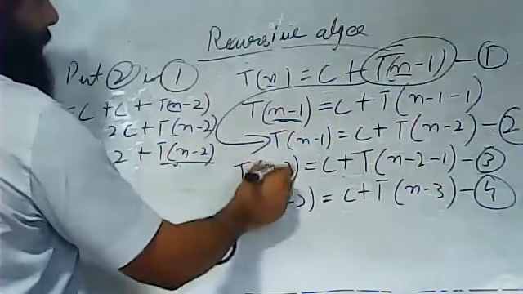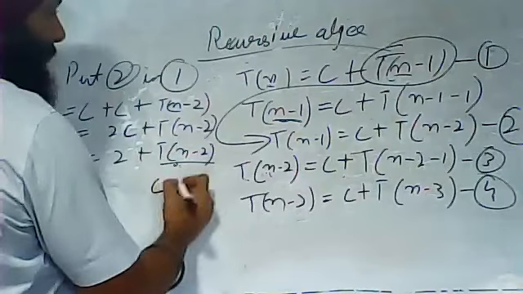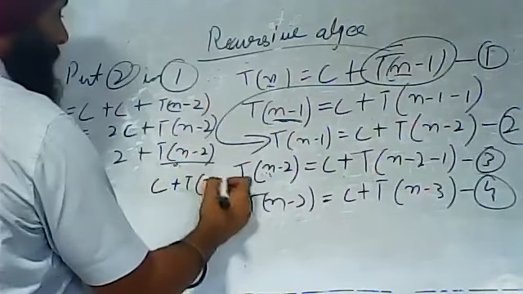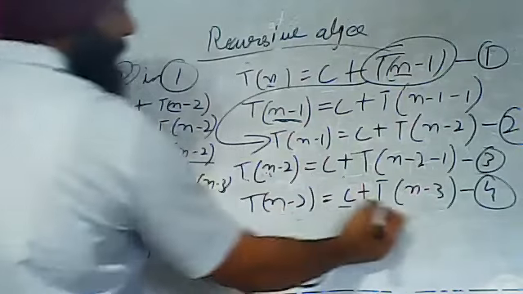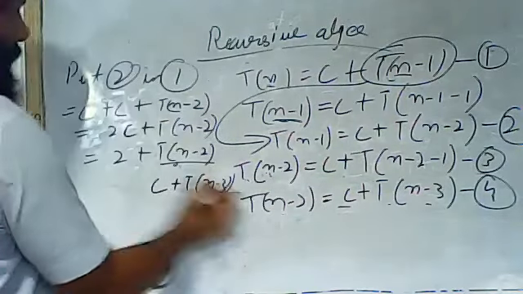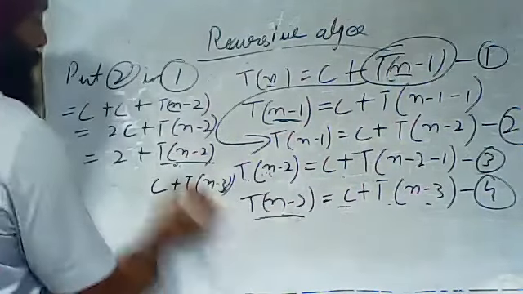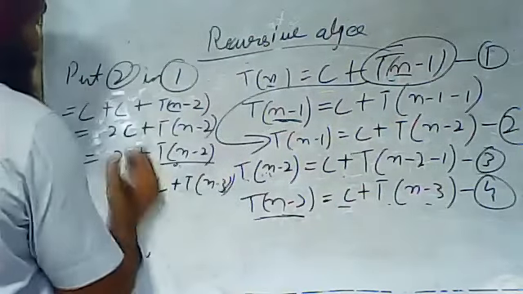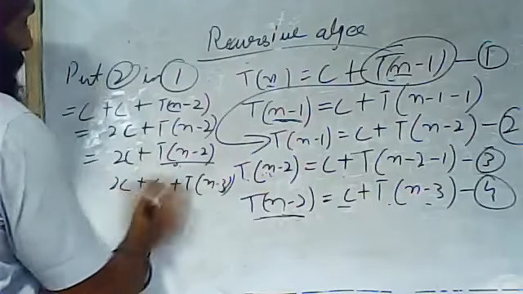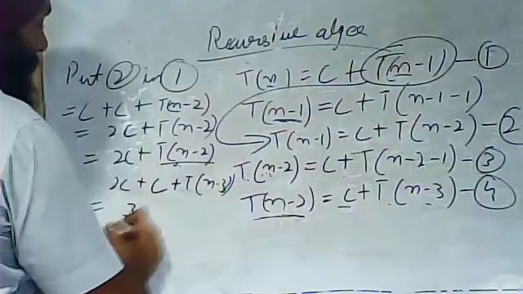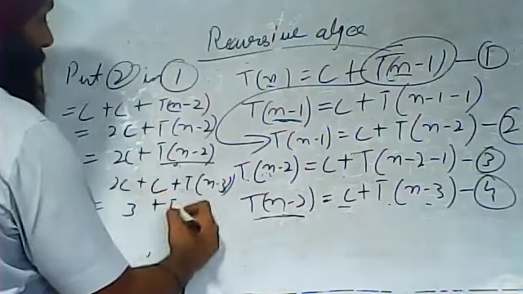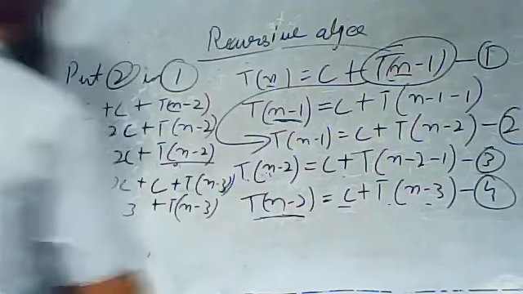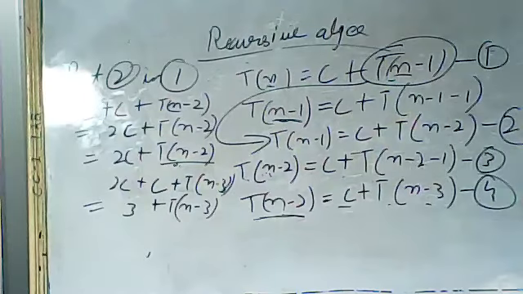What is the value of T of n minus 2? That is C plus T of n minus 3. Instead of T of n minus 2, I have written this, C plus T of n minus 3. So that will become 3C, let's say it will become 3 plus T of n minus 3. Here we cannot stop.